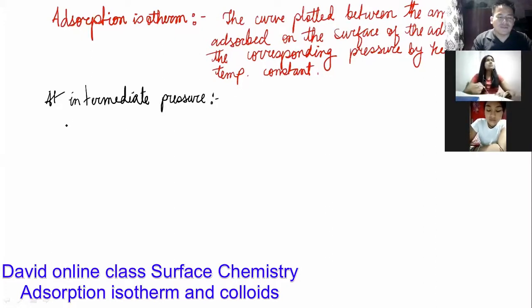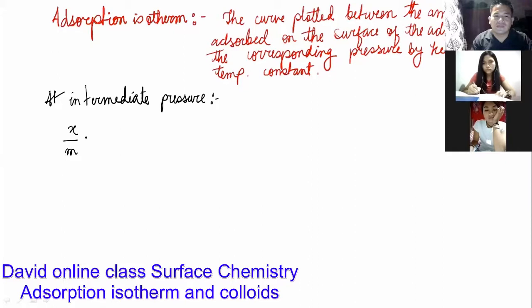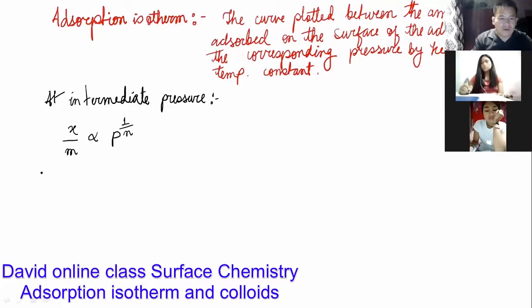So at intermediate pressure, this extent of adsorption, x by m, where x is the amount of gas adsorbed on the surface of the adsorbent, which is denoted by capital M. So this extent of adsorption will be directly proportional to P to the power 1 by n, and this n lies between 0 to 1. Now, after taking out this proportional sign, a constant will come. k is a proportionality constant: x by m equals k P to the power 1 by n.